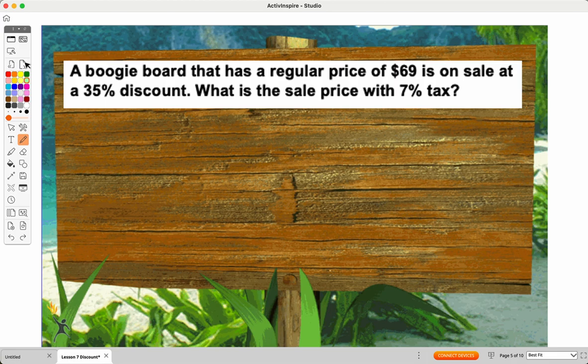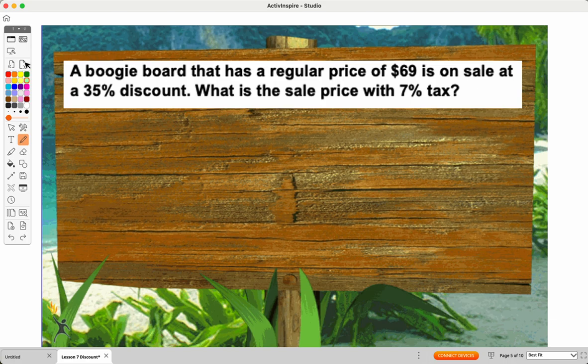Now, this is the idea of our next step. So how do we do a sales price? And then we still have to pay tax on what our sales price is. But the key to this is thinking order of operations. This boogie board has a regular price of $69. It's on sale for a 35% discount. What is my sales price with tax?